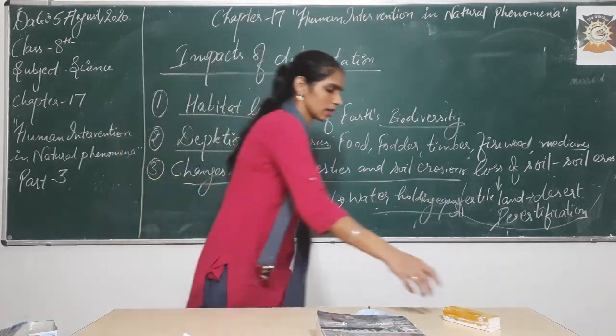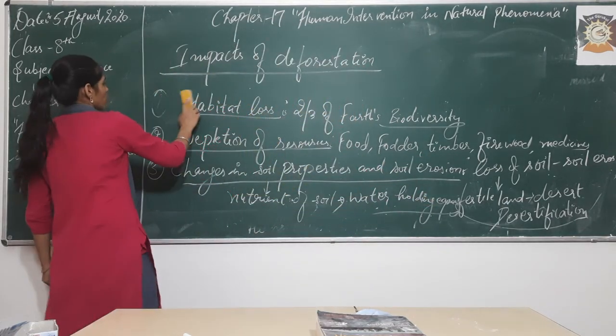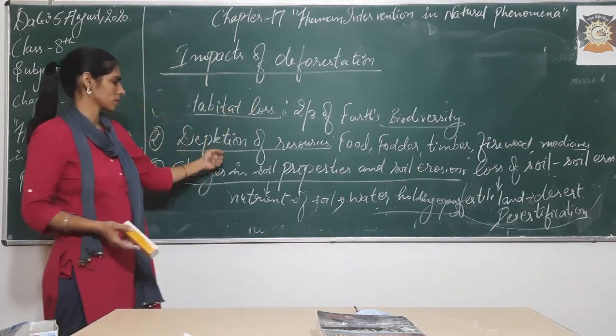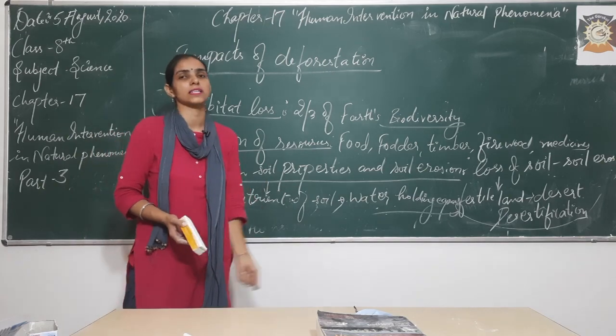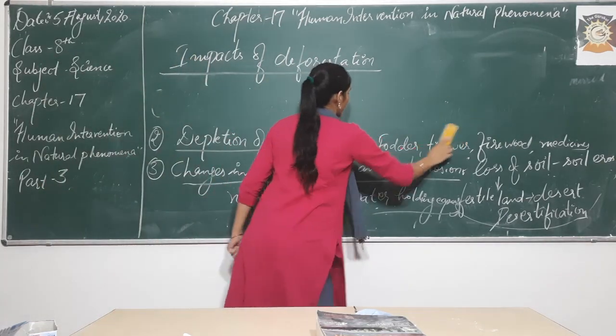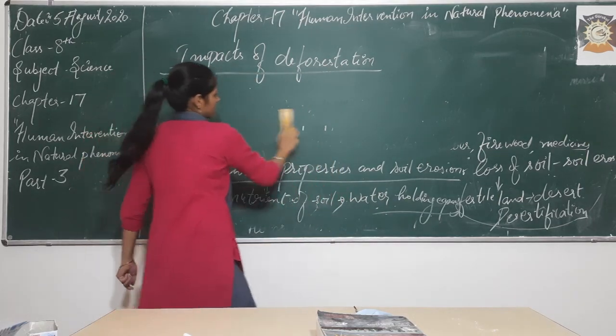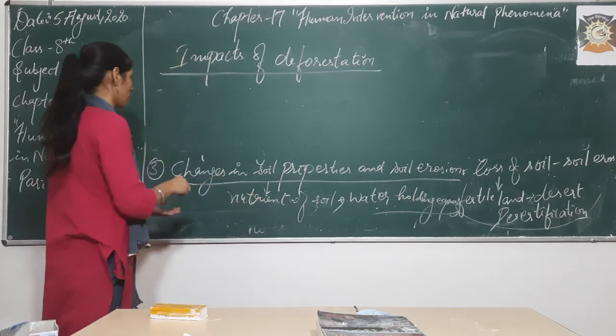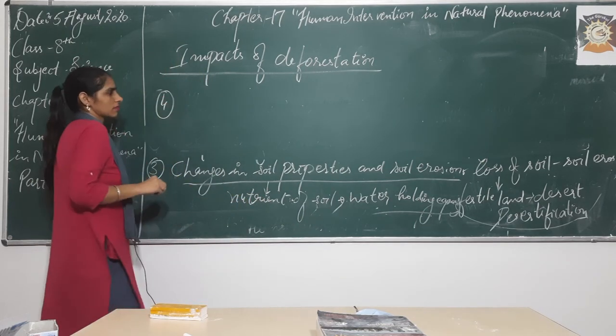Then there are two more points. Let me make you revise again. Impacts of deforestation: habitat loss, depletion of resources, and changes in soil properties and soil erosion. Now, what are the two left points? Yes, let's discuss the 4th and 5th point. What else could happen because of deforestation?